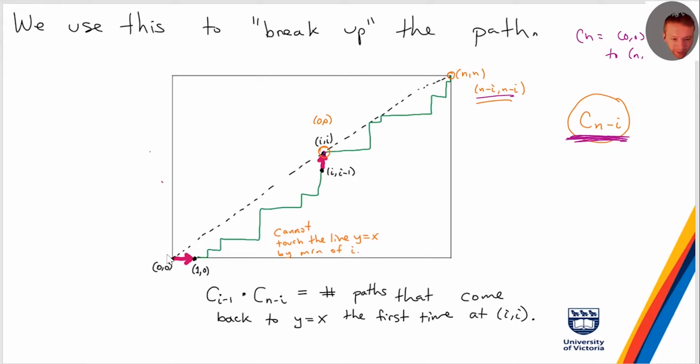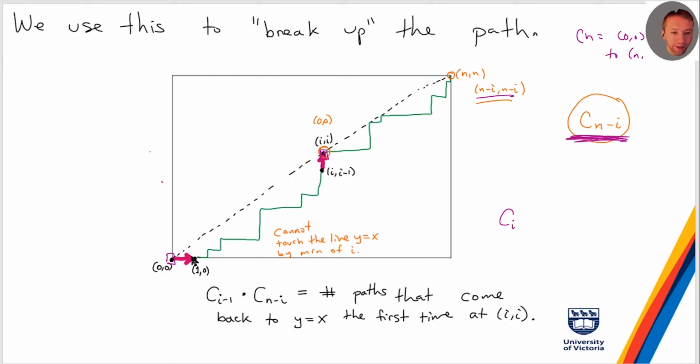Now, how many ways can I do this part of the path from 0, 0 up to i? It's tempting to write C sub i because it feels like the right thing to write, since it's a path from 0, 0 to i. But there's something special here: you have to take advantage of the fact that this was the first time we returned to the line y equals x. Since i is the first time we return to the line, we know that none of these points in the middle can be on the line. They all have to be strictly below the line.